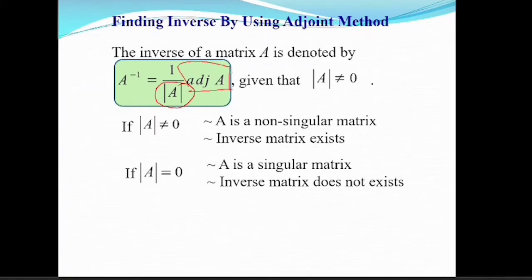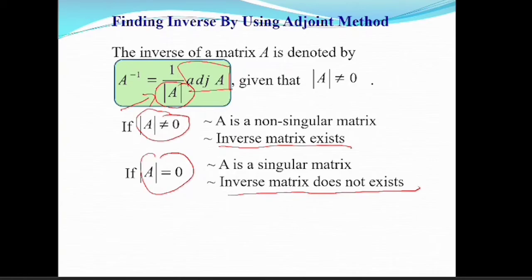Which means if the determinant is equal to 0, then you cannot divide 1 by 0. That's why the inverse matrix does not exist when the determinant or the denominator is 0. The inverse will only exist whenever the determinant is not equal to 0. Or we can also say this as A is a non-singular matrix. But if the determinant of a matrix A is 0, then we call that matrix A a singular matrix.